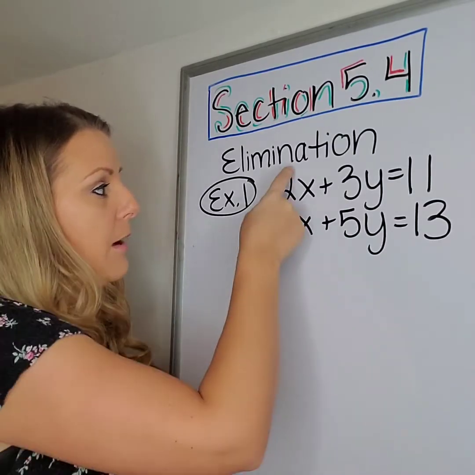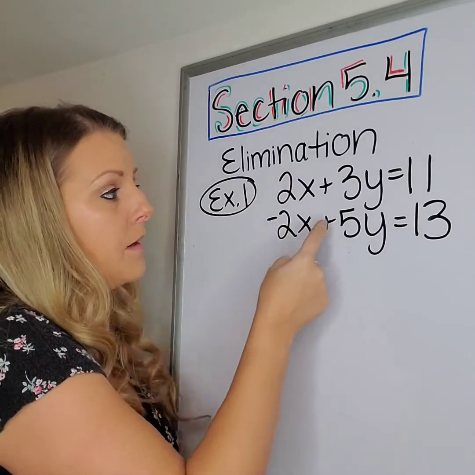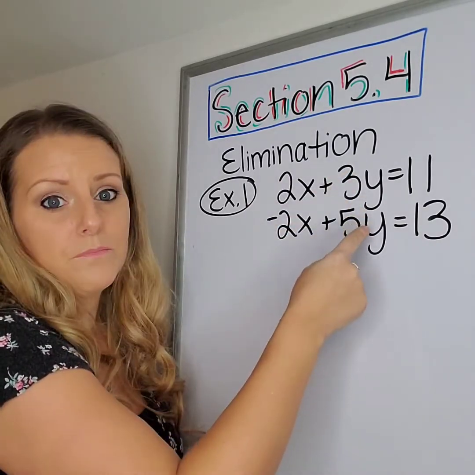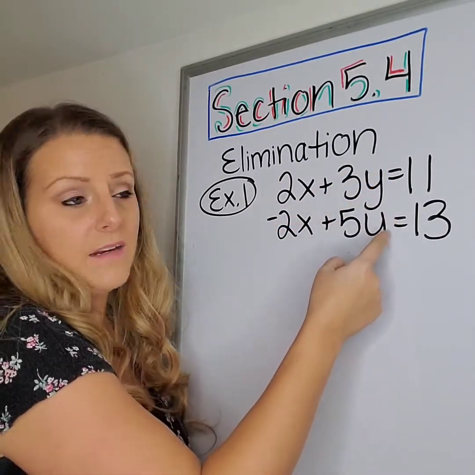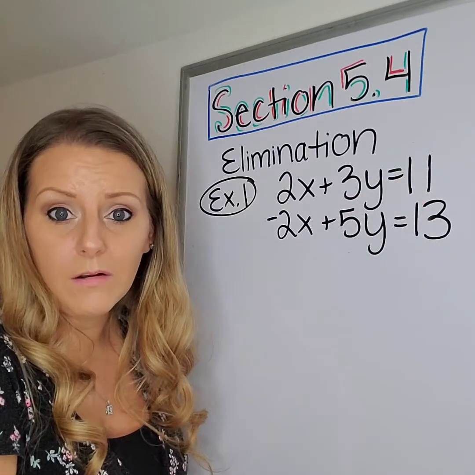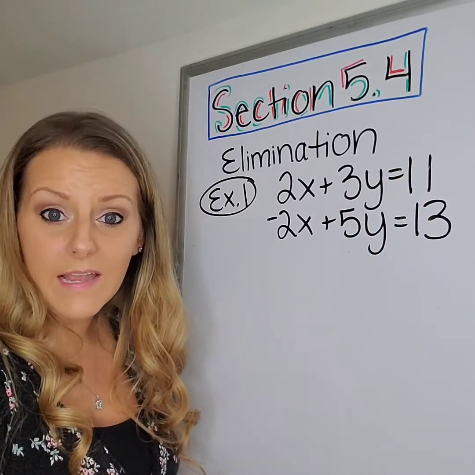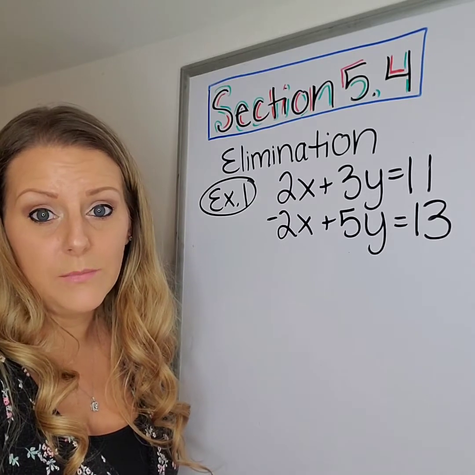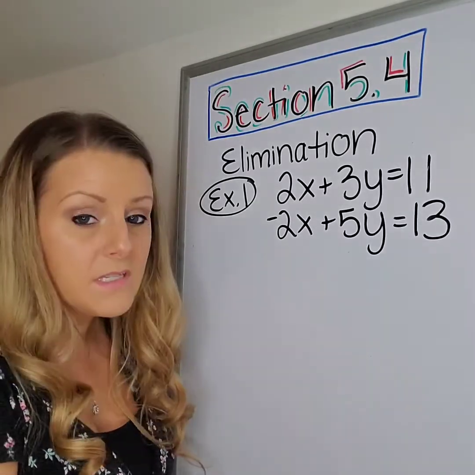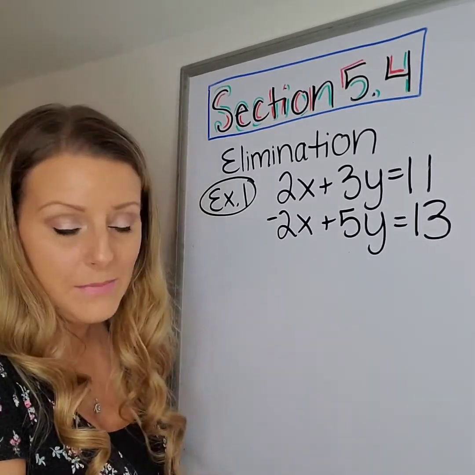So notice in this problem how our x's are lined up, our y's are lined up, our equal signs are even lined up, and the numbers at the end without a letter are lined up. When everything's lined up, it's a great time to use elimination. So what happens is something probably eliminates.